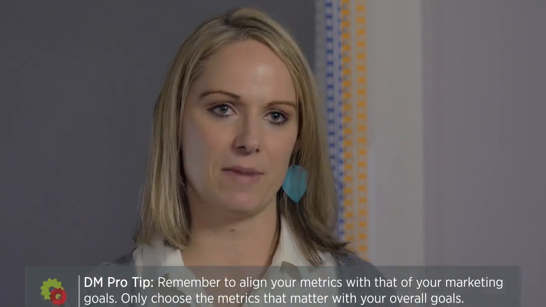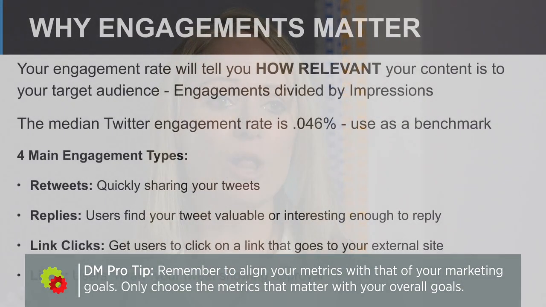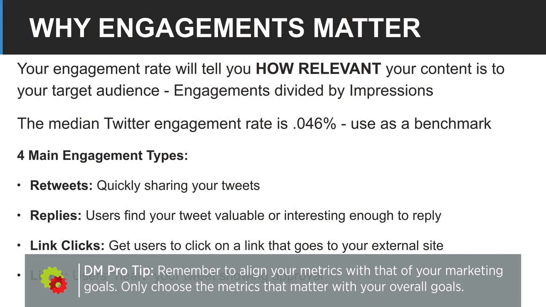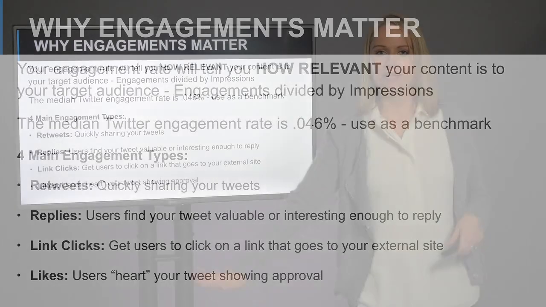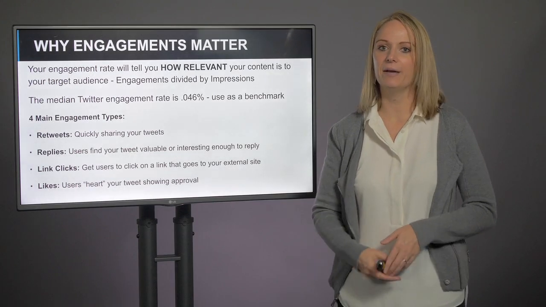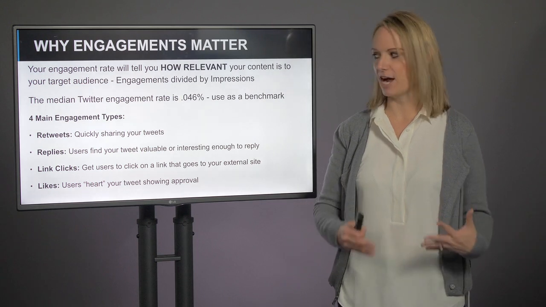So why does engagement matter? Let's talk about your engagement rate. Your engagement rate is going to tell you how relevant your content is to your audience. It's engagements divided by impressions. Remember, impressions is the number of times your content is showing up in the timeline. So you want to track, is that content actually getting engagement? And if your engagement rate is low, that indicates, hey, my content's being shown, but no one's engaging with it. You need to change your strategy.